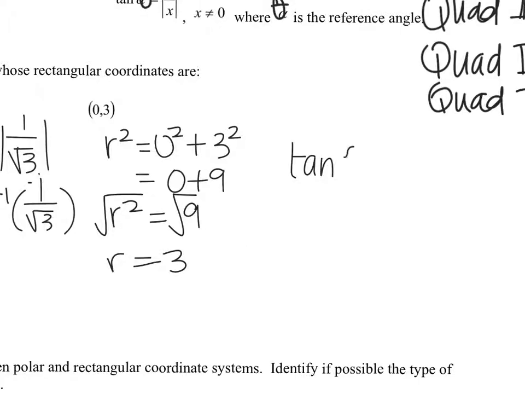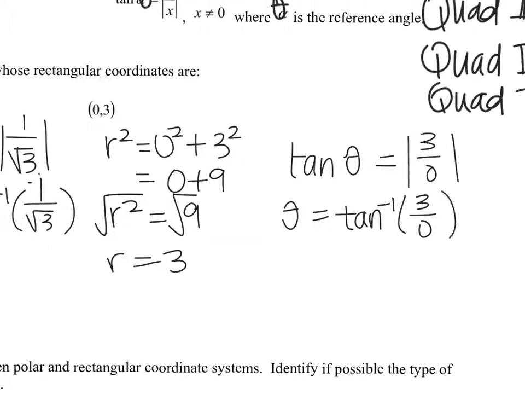We set up to find theta. We get tangent of theta is the absolute value of 3 over 0. So that would mean theta has to equal the tangent inverse of 3 over 0. But as we saw in our definition, x cannot equal 0 because we cannot divide by 0.